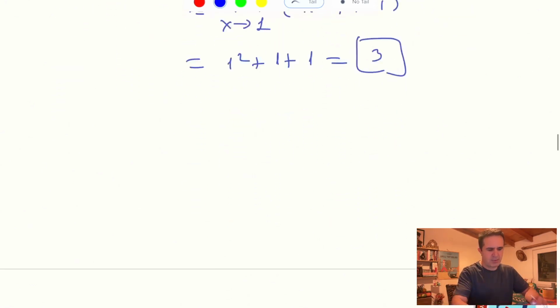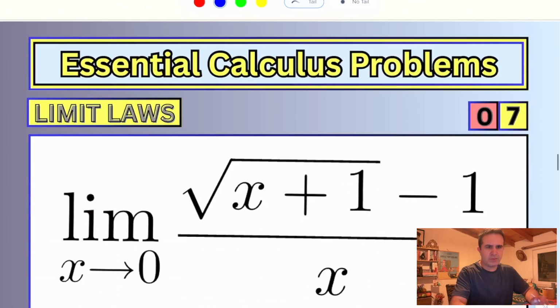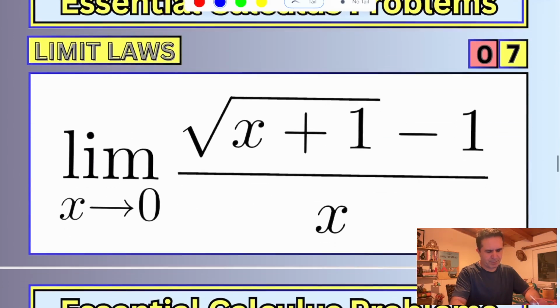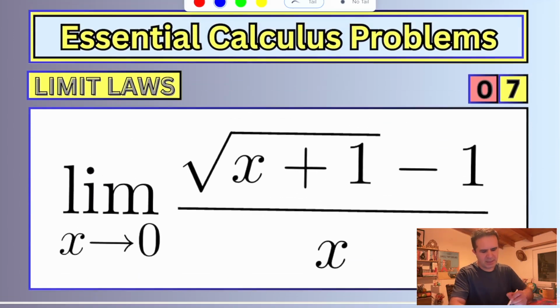Okay, now in the next video we will solve this problem: limit as x approaches 0, square root of x plus 1 minus 1 divided by x.